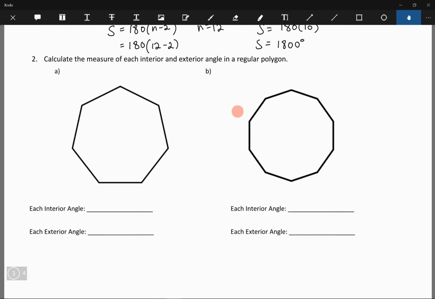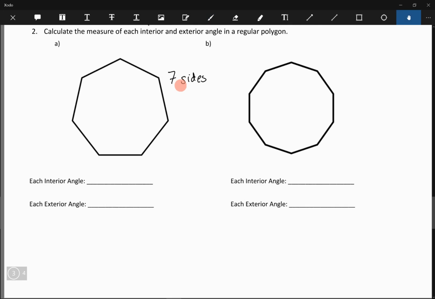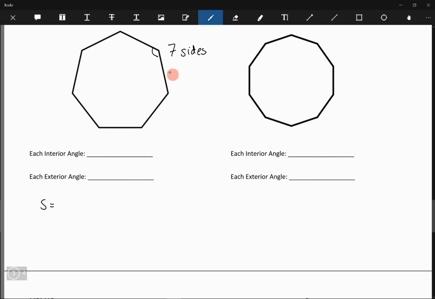All right, so let's see. Calculate the measure of each interior and exterior angle in a regular polygon. Okay, so let's look at this polygon here. How many sides do you see? I see 1, 2, 3, 4, 5, 6, 7. So this polygon has 7 sides, and I need to find the value of each angle inside. All the angles are equal because it's a regular polygon, all the same sides, all equal angles. So for a polygon of 7 sides, the sum of all interior angles is 180 times 7 minus 2, which is 180 times 5 if you follow BEDMAS rules. And then 180 times 5 is 900 degrees.